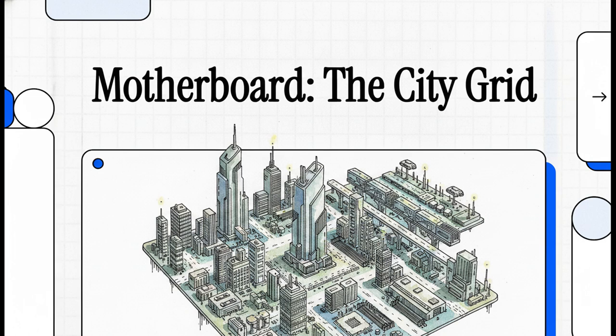We're talking about the motherboard. And to really demystify how this thing makes modern computing possible, we're going to look at it through a pretty fun lens, treating it like the ultimate bustling city grid of your PC. Let's get right into it.